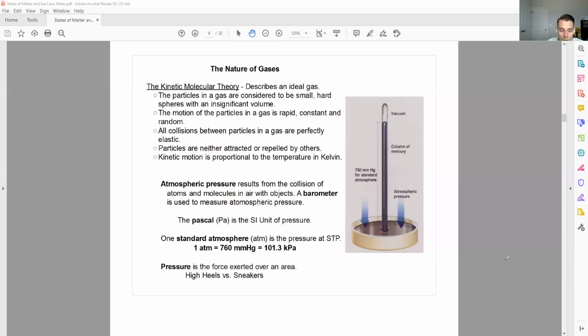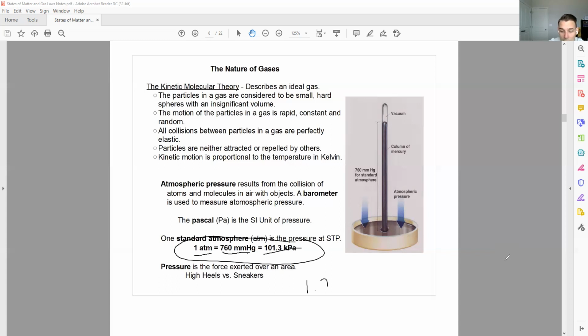The SI unit for pressure is the Pascal, but we're going to use one of three standard units at STP. We're going to either use atmospheres, millimeters of mercury, or kPa, which is kilopascals. Now, 1 atmosphere is the pressure at STP, so standard temperature and pressure. So these are just standard pressures. It's either 1 atmosphere, 760 millimeters of mercury, or 101.3 kPa. They're all the same, and these are what you can use to do your conversion.